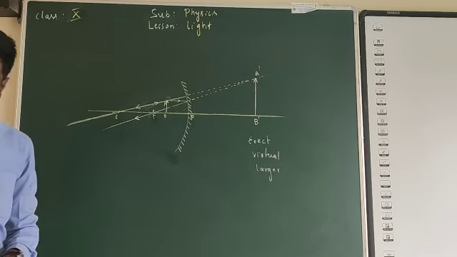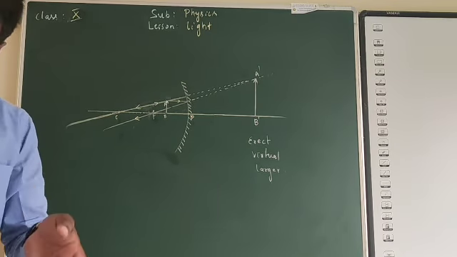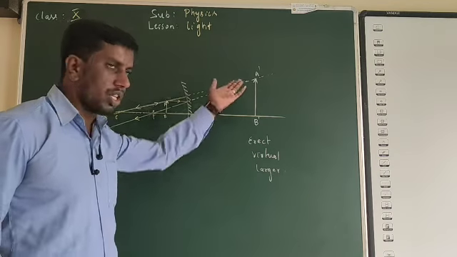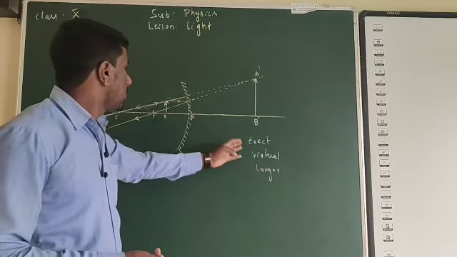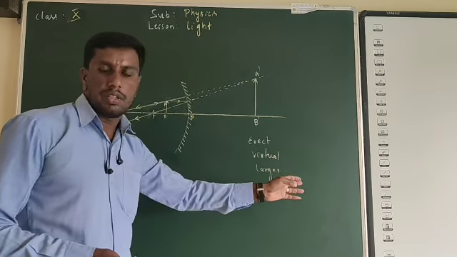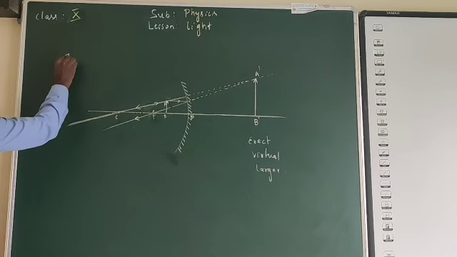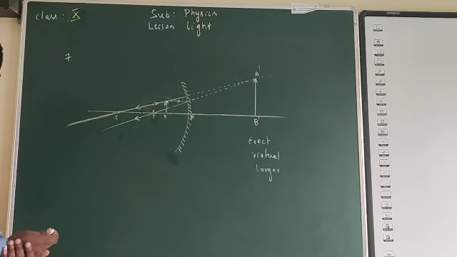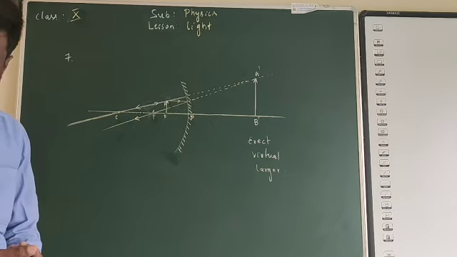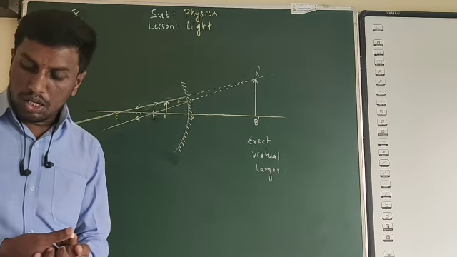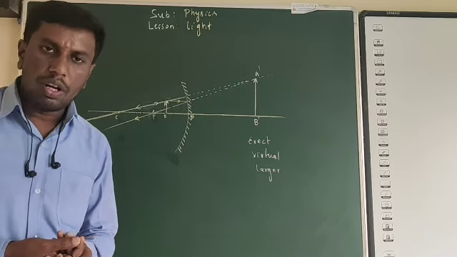Okay. So the next question: is the image larger or smaller than the object? The image will be larger than the object. What is the nature of the image? The nature of the image will be virtual and erect. Okay, so this is the answer for question number 7 in the exercise. The 8th question I had explained through the Zoom video.